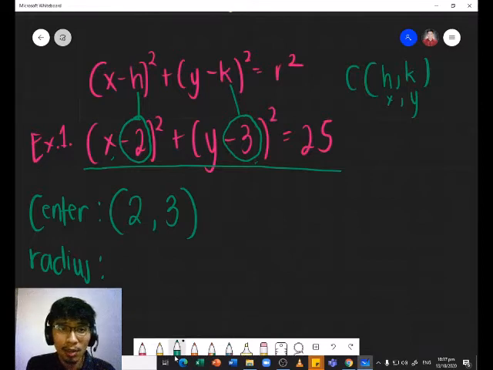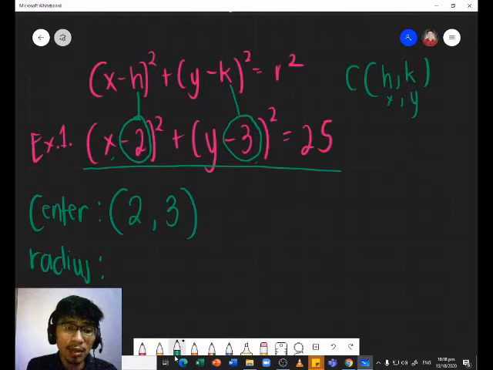Okay, so look at your h, you get the opposite of the sign. Since here is -2, you write +2 here. And for here, if I have -3, what is the opposite sign? That is +3. Automatically, what is the center of this example number 1? That is 2 and 3. Okay, that's how you do it.